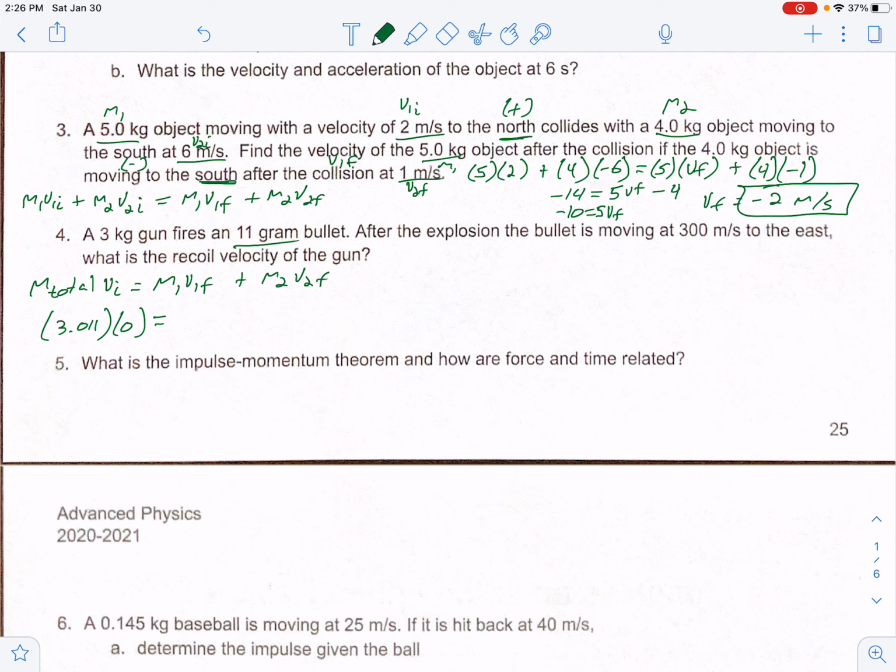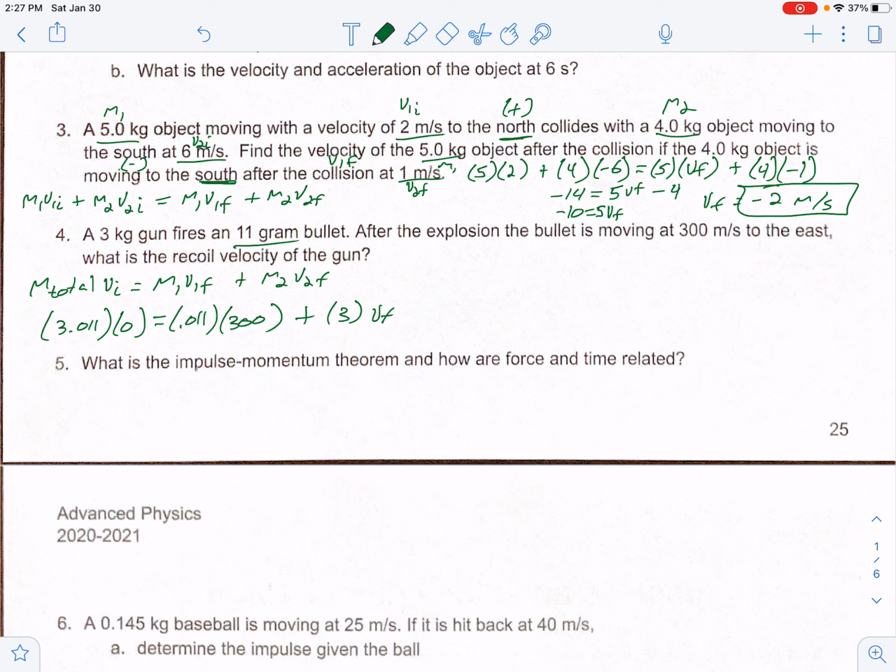Okay, so this is where that 0.011 comes into play because if you leave it as 11, that's not going to be correct. So I'm going to say mass 1 is going to be the bullet, so 0.011, and it's moving at 300 meters per second to the east. So I'm just going to leave that as positive. I'm not going to make it negative unless I have to. Plus my mass 2, which is my gun, so 3 kilograms. And we don't know the velocity, so I'm going to leave that as VF.